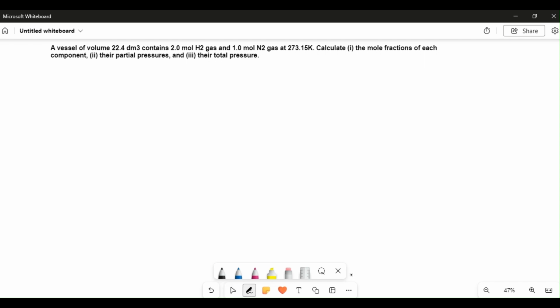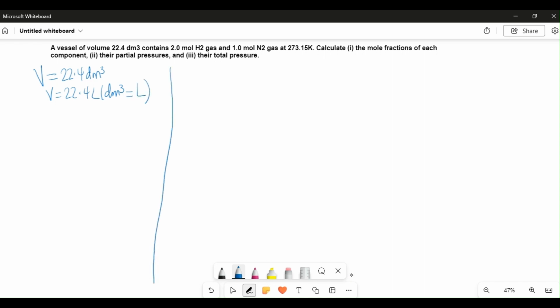A vessel of volume 22.4 dm cubed contains 2.0 mole of H2 gas and 1.0 mole of N2 gas at 273.15 Kelvin. So the first thing you have to do is to just basically write out what you're given. You've got the volume to be 22.4 dm cubed, which is the same thing as saying the volume is 22.4 liters, because dm cubed is also equal to liters.